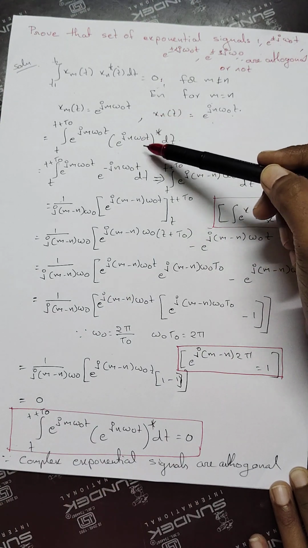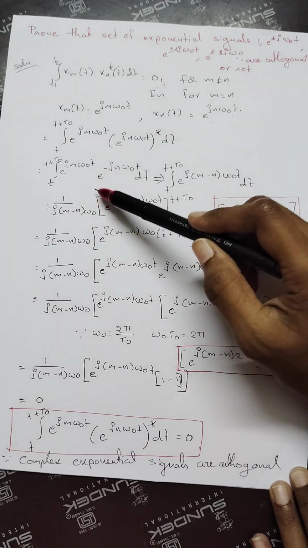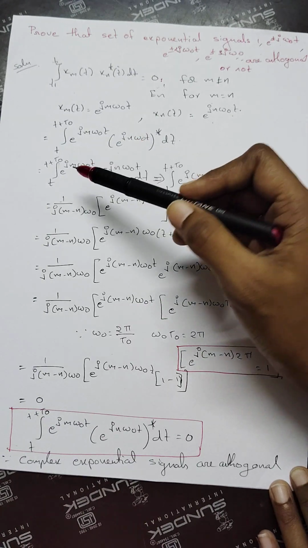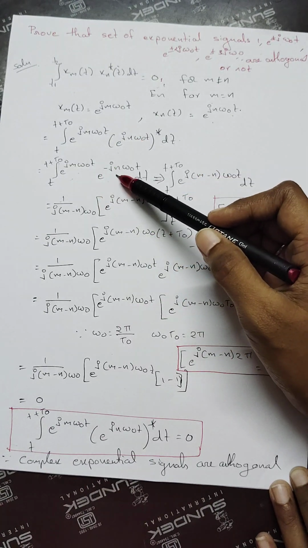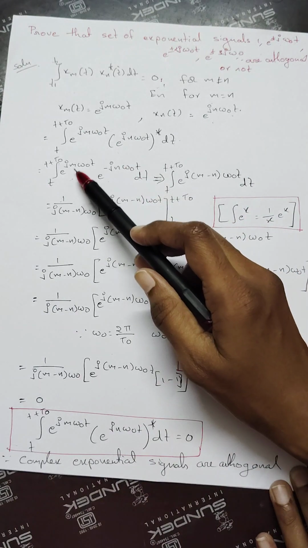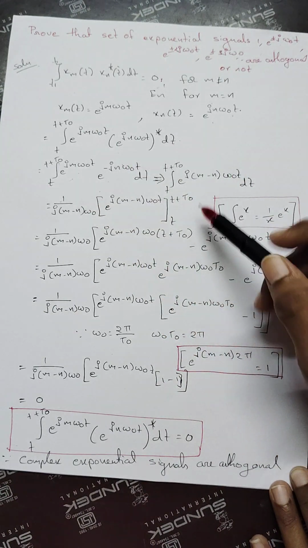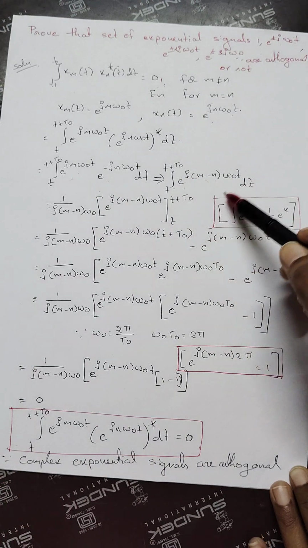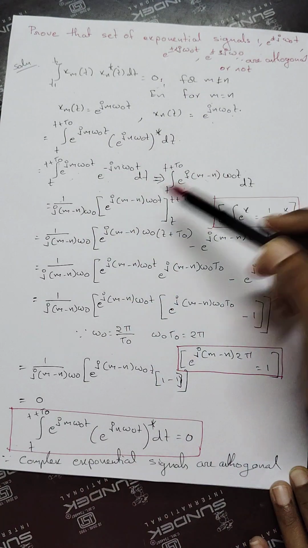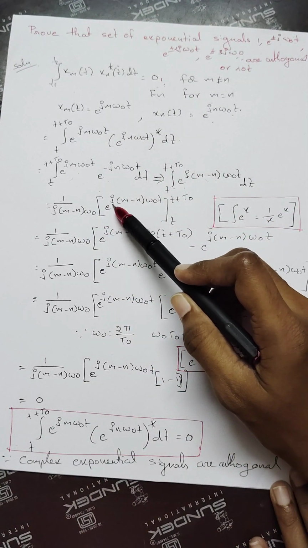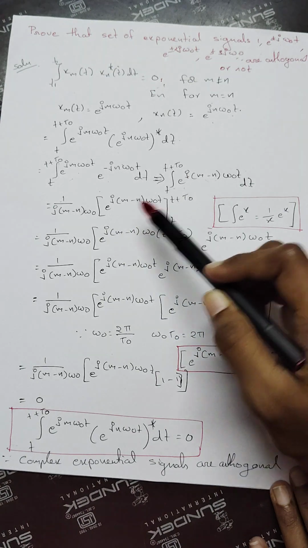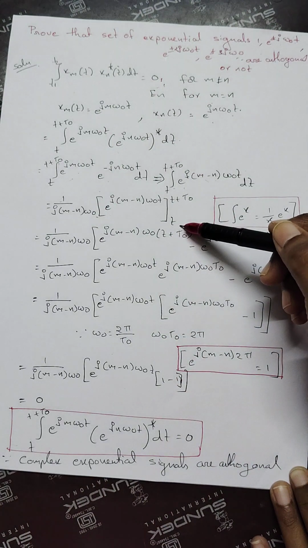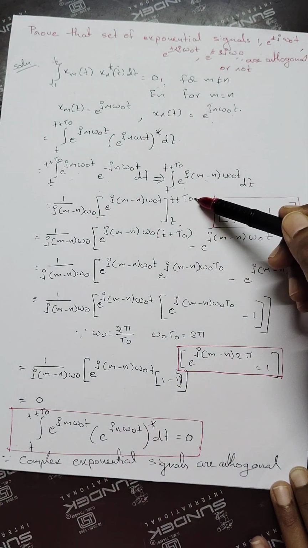So conjugate is nothing but what? If we apply a conjugate to the exponential signal, plus becomes minus, and if it is minus, applying the conjugate we get plus. So e power jm omega naught t into e power minus jn omega naught t. It is in the form of a power m into a power n. So you write e power j common, m minus n omega naught t into dt. Now integrate this value. If you integrate, we get e power j into m minus n omega naught t divided by j into m minus n omega naught, with limits t to t plus t naught.